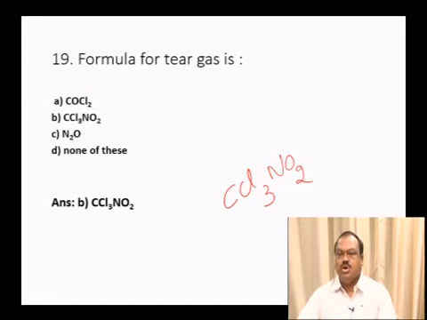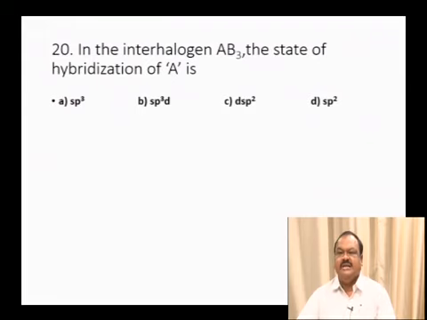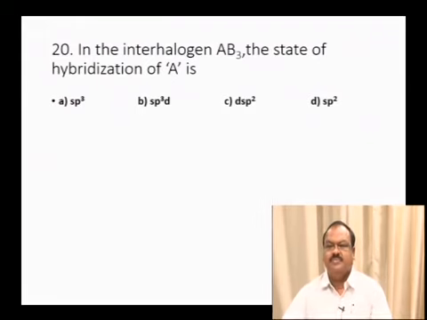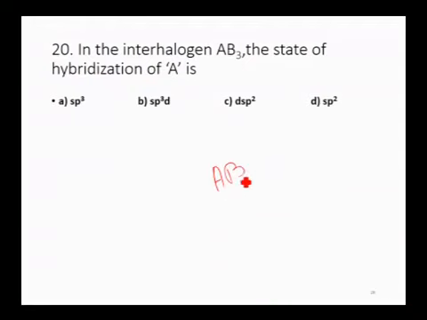As you know, COCl2, carbonyl chloride, is a highly poisonous gas. N2O is nitrous oxide gas. In the interhalogen AB3, the state of hybridization of A is, as per the synopsis, sp3d. AB3, sp3d is the hybridization. So answer is B.